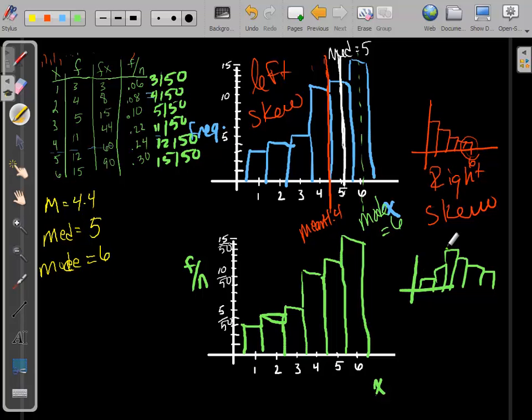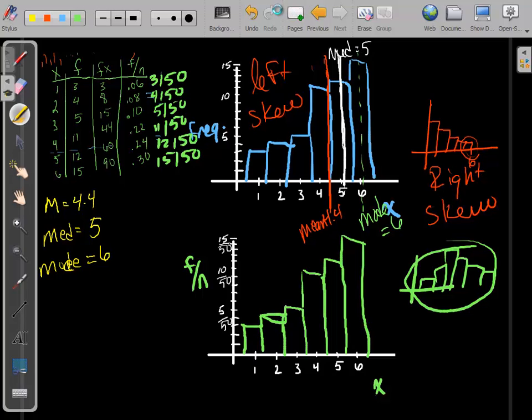You also have this idea of the mode to consider. This graph right here, we would say that it is unimodal because there's only one distinguishable mode. Up here with this graph, it's also unimodal because there's one clearly distinguishable mode.